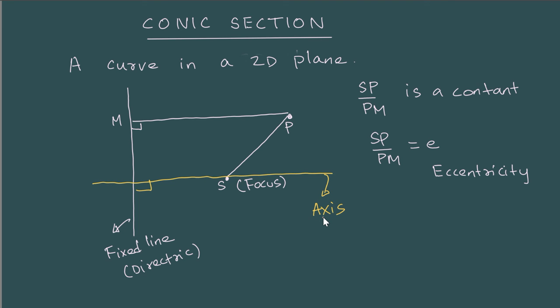In particular, we are interested in three types of conic sections, which are obtained based on various values of e. If the value of e is 1, we get curves which are known as parabolas. If the value of e is less than 1, we get ellipses. And if it is greater than 1, we get curves known as hyperbolas.